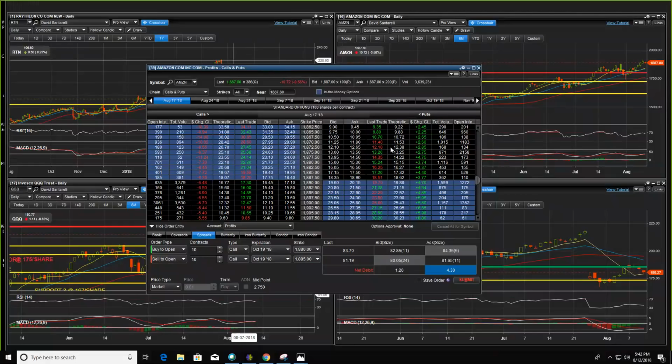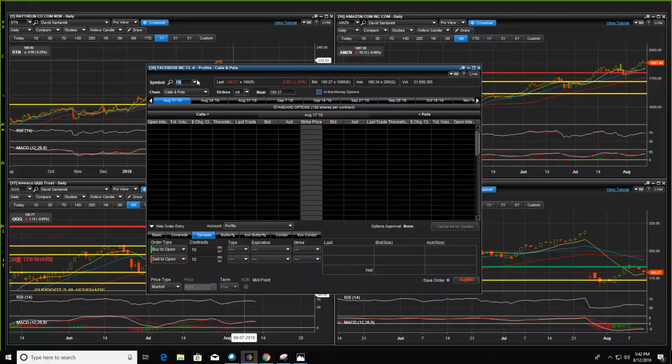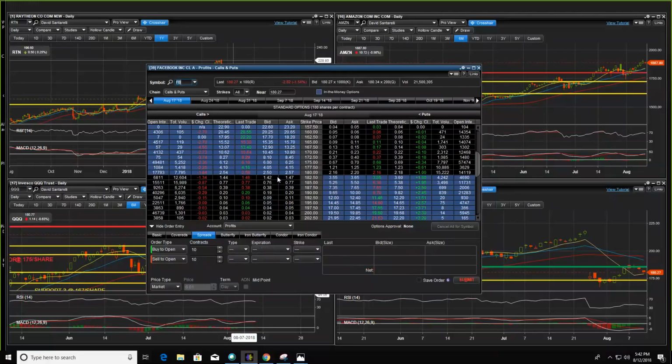So let's go over just a quick example here. For those of you that have never traded calls or puts before, let's use Amazon as an example here. Or better yet, let's go with Facebook. It'll be easier numbers here for you guys to follow along with. So right now, let's say we're looking at the August 17th expo. So the expiration dates are as follows.